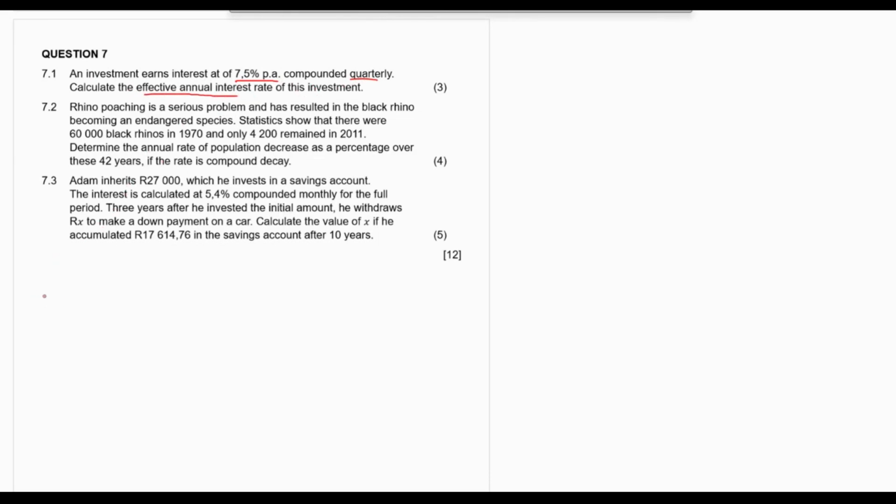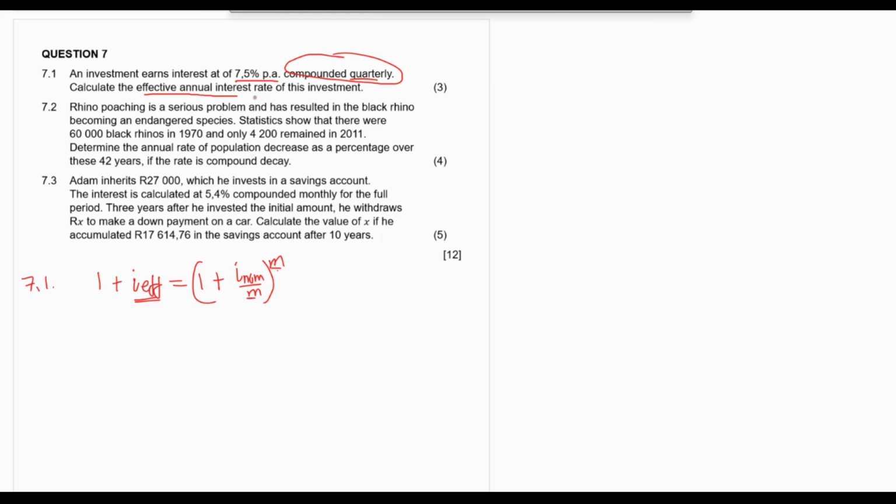So we have to use the formula 1 plus i effective. This is the effective annual rate. And then i effective is equal to 1 plus i nominal, that's the nominal rate, over m, to the power m, right? And then we're looking for i effective. What is our m? Our m is going to be 4 because it says compounded quarterly. So where there's m, we're going to put 4 here.